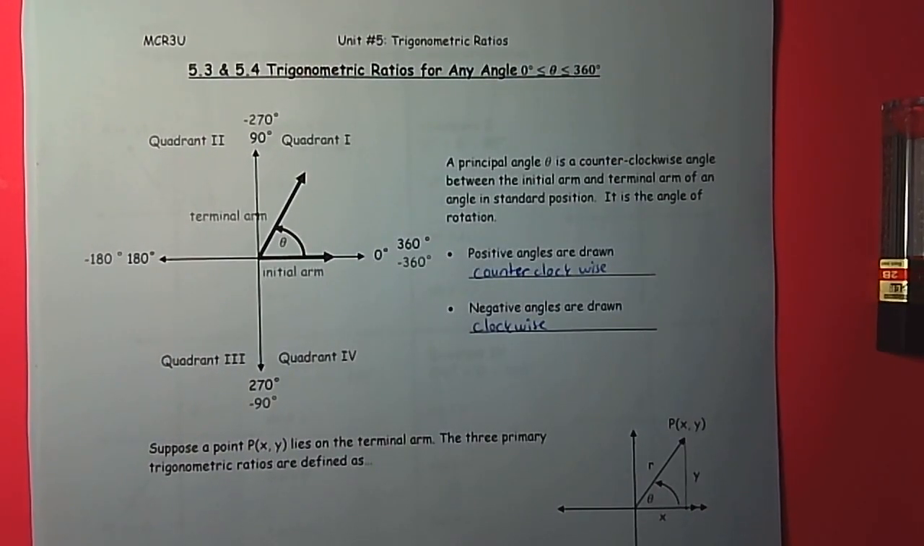Hello everyone. Today we are going to look at trigonometric ratios for any angle that is between 0 and 360. Until now, you worked with the trigonometric ratios of acute angles and you used right angle triangles. Today we are going to use a very different approach. We are going to use the Cartesian plane to draw our angles.